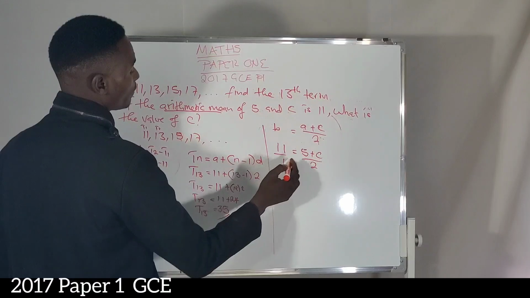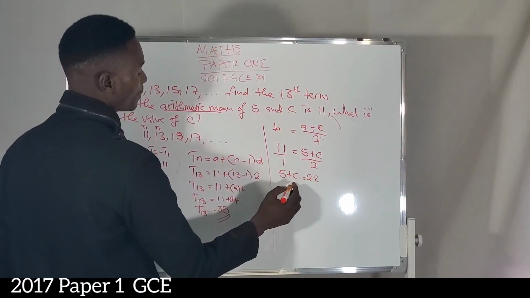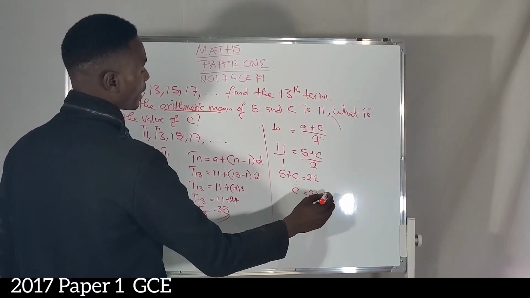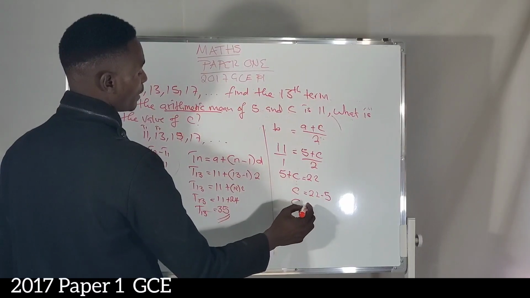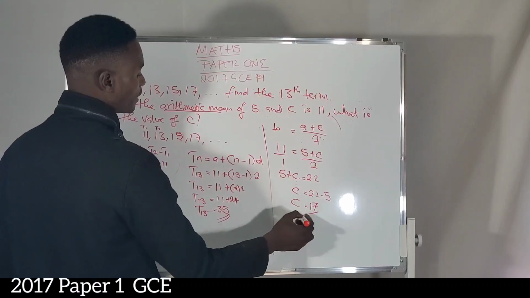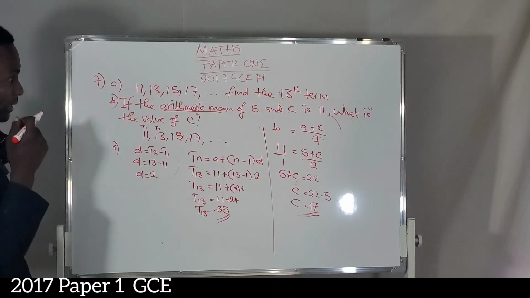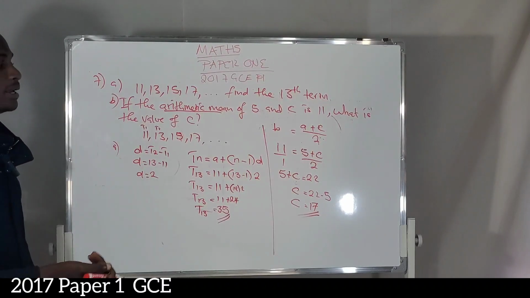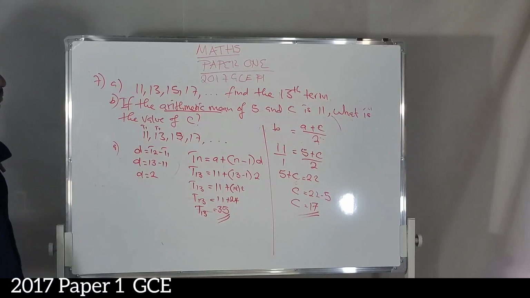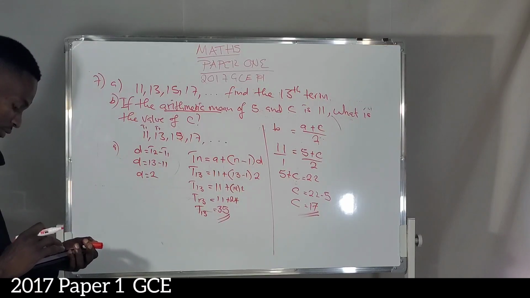So when you cross multiply, it will be 5 plus C, then 2 times 11, 22. And to find the value of C, we subtract 22 minus 5, which gives us 17. So the value of C is 17. Okay? That is about question 7, arithmetic mean and the arithmetic progression. Okay, let's go to question 8.